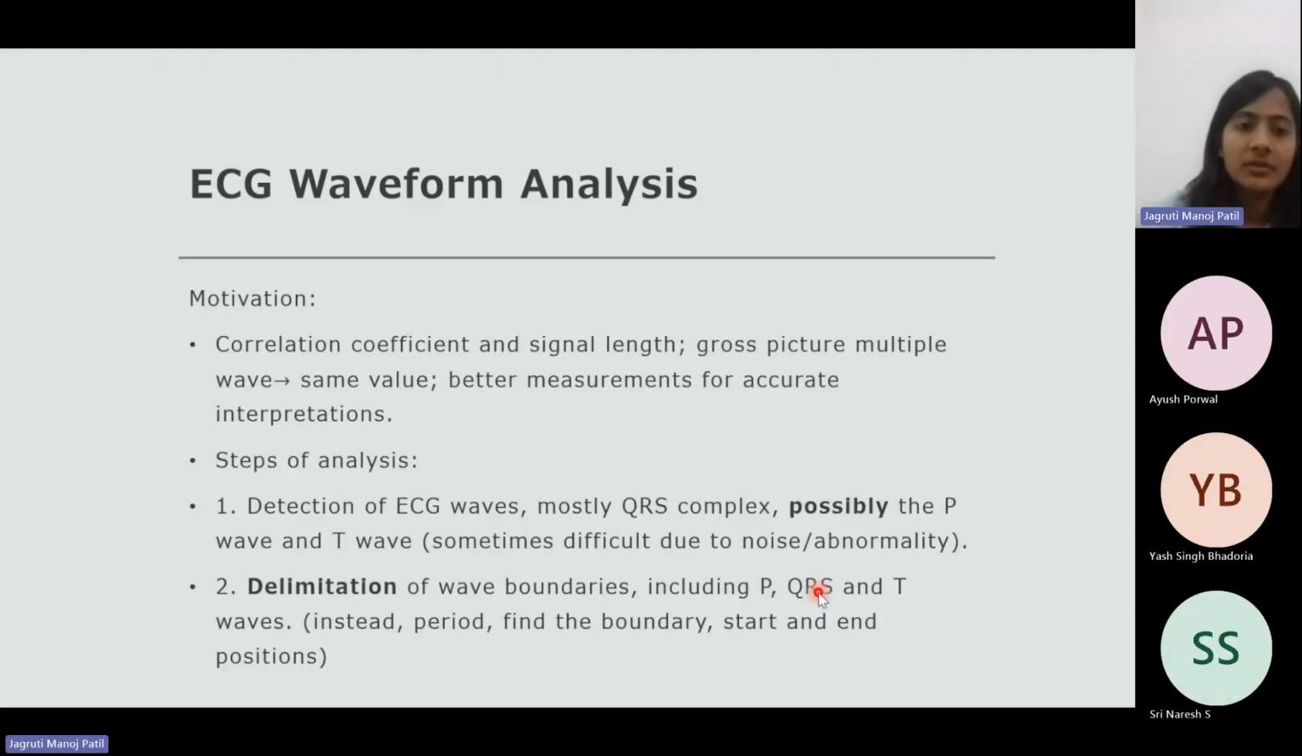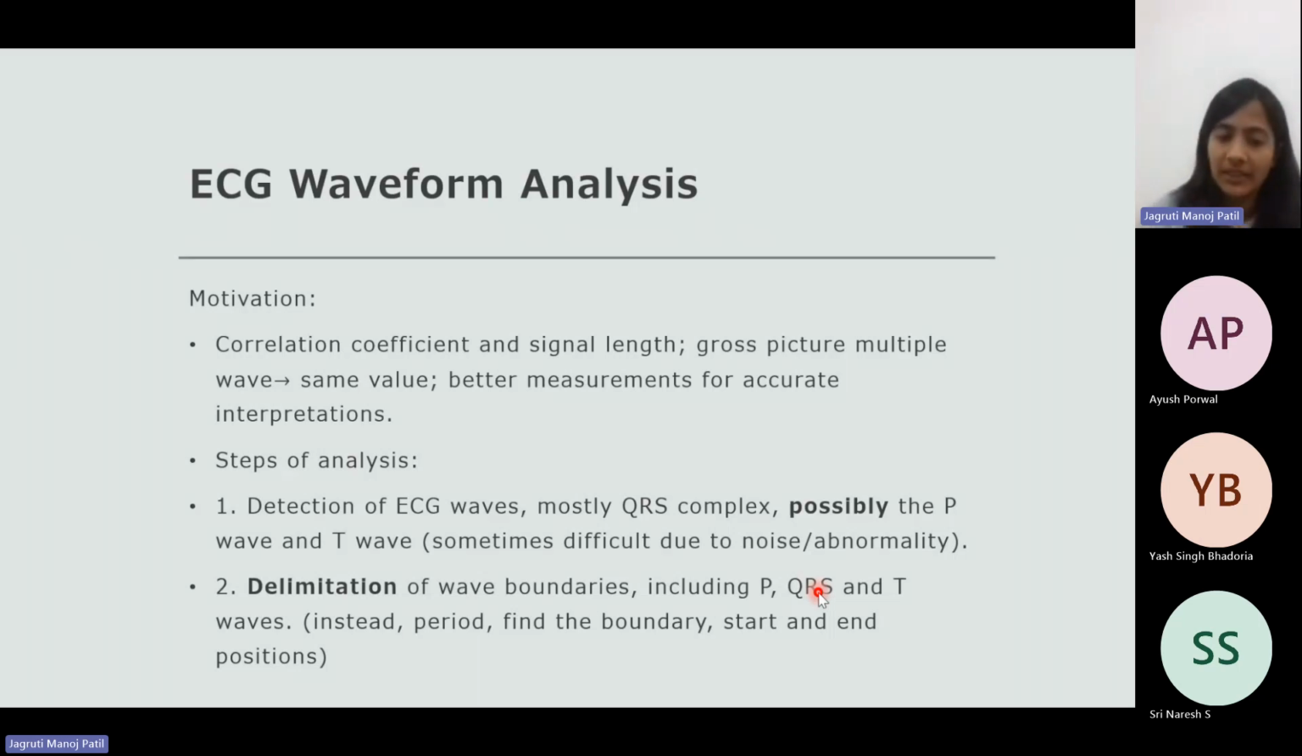Here the motivation is that we usually do the correlation assessments as well as the signal length that we saw. Through these two measurements, we were able to get a gross picture. But if you have multiple waves, you get the same value. So essentially better measurements are needed to do accurate interpretations. We'll go through the steps of analysis, what people have done and reported in literature till now.